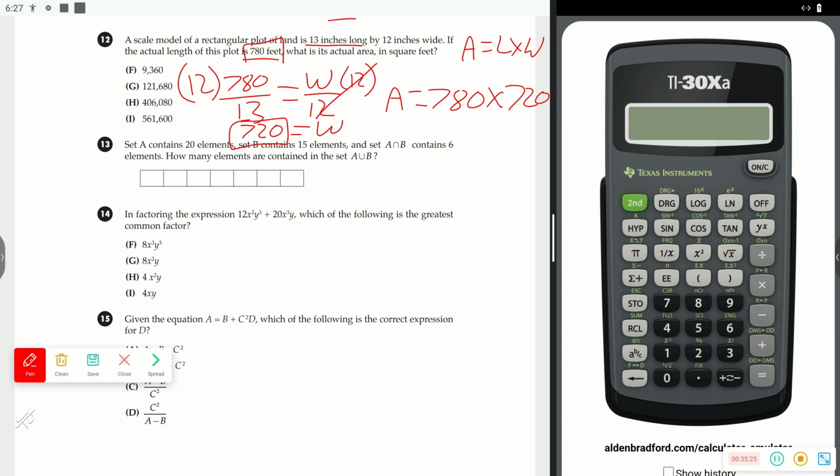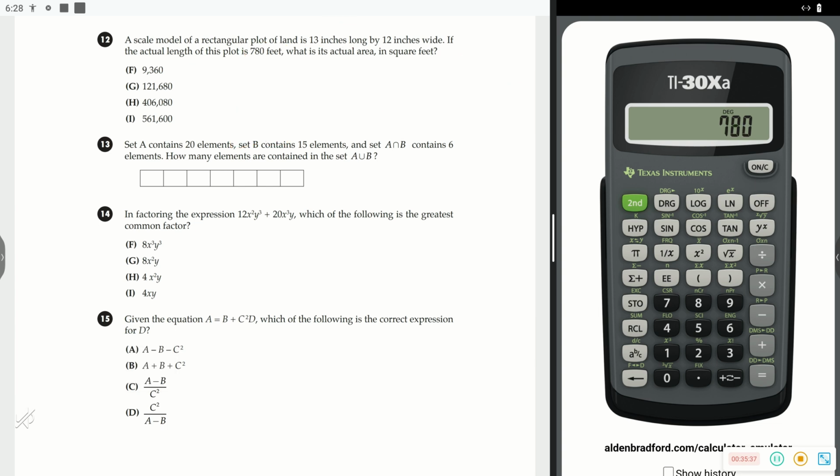And if you multiply 780 times 720, I'll try it real quick, but just note that it might get erased. So we're going to turn this on, 780 times 720 equals 561,600. So the answer to number 12 is I. And we're done.